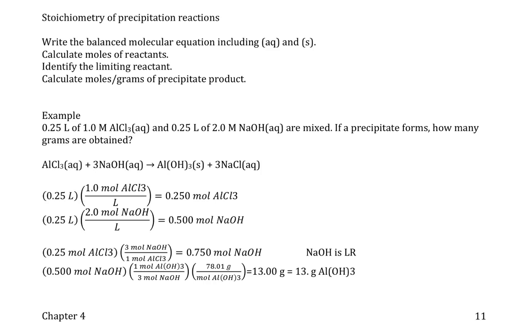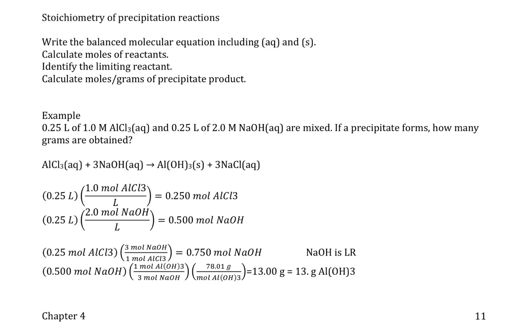To determine which is the limiting reactant, we take the smaller of the two, 0.25 moles of AlCl3, and determine how much of the other reactant we would need to react all of those 0.25 moles. So 0.25 moles AlCl3 times the ratio 3 moles NaOH per 1 mole AlCl3, we would need 0.750 moles of NaOH to use up all of that aluminum chloride. Well, we don't have that. We only have 0.500 moles of NaOH, so that makes NaOH the limiting reactant. So we finish up our calculation with it.